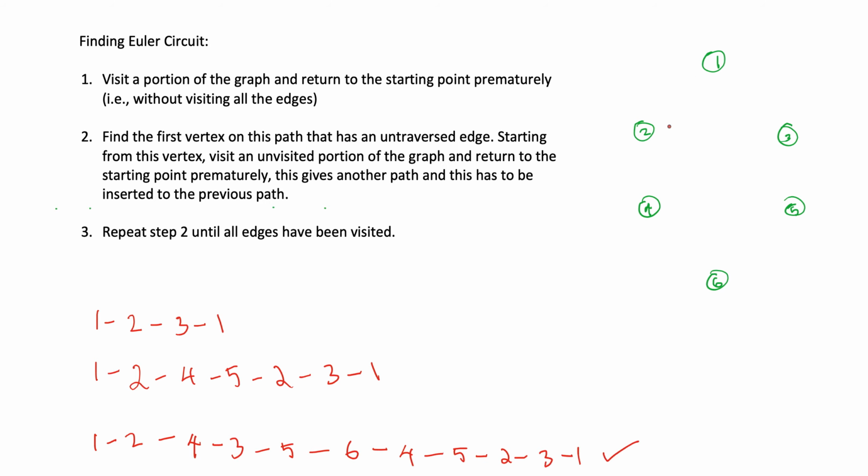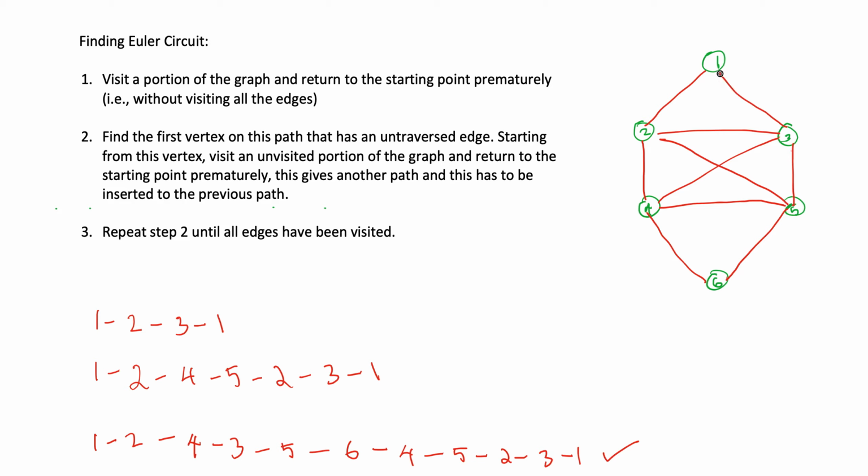Now if you trace this path in this diagram, I am going from 1 to 2, then 2 to 4, and 4 to 3, then 3 to 5, 5 to 6, 6 to 4, 4 to 5, 5 to 2, 2 to 3, and 3 to 1. Okay, so I can complete this diagram by drawing all the edges exactly once, and I can come back to the same point where I have started.